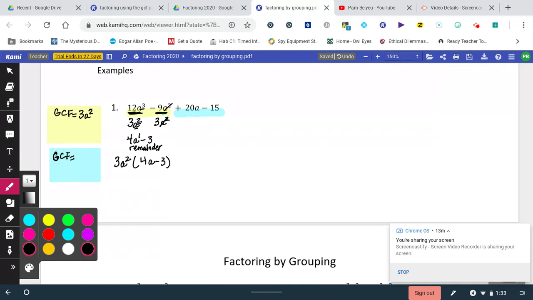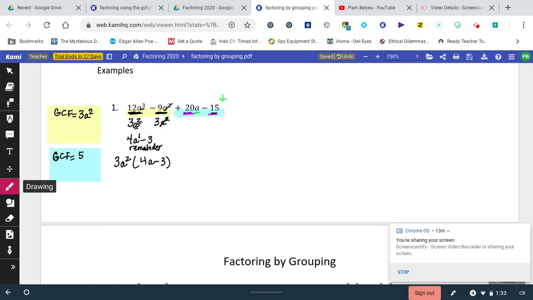My GCF between the numbers 20 and 15. Okay, so between 20 and 15, what is the greatest divisor? Well, that would be a 5. If you notice, this one has an A and this one does not have an A, so I don't worry about putting A as part of my GCF. So basically, I just divide each of these pieces by 5.